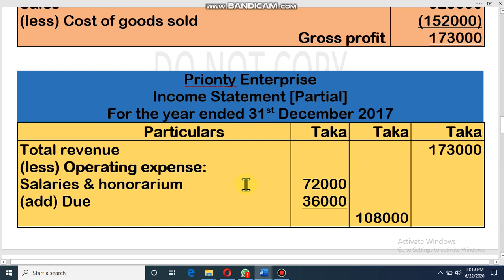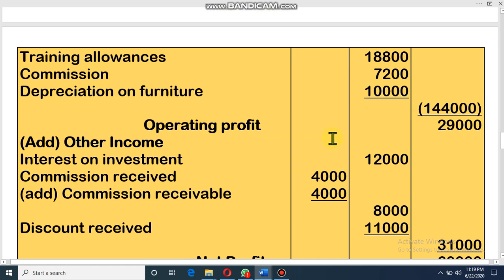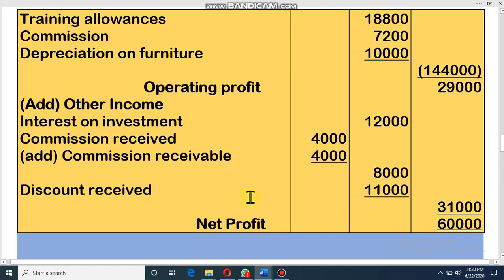What we have to do? At first you have to write the gross profit, total revenue. Then we have to subtract the operating expenses. Then what we will get? Operating profit. And from this operating profit we have to add other income and subtract other expense. Dear student, look, in this math there is no other expense. That's why that portion is omitted here. So only operating profit, add other income. If there is any other expense, then we have to subtract that also. So operating profit plus other income less other expense equals net profit.